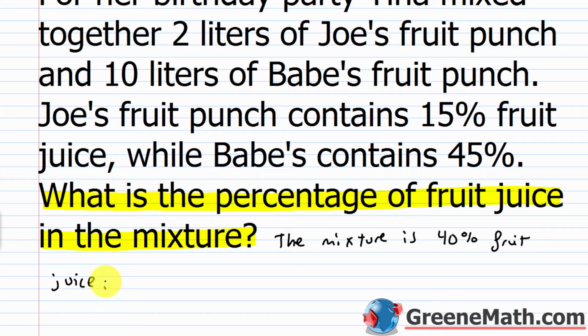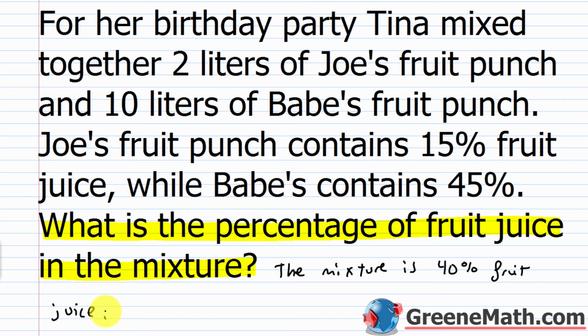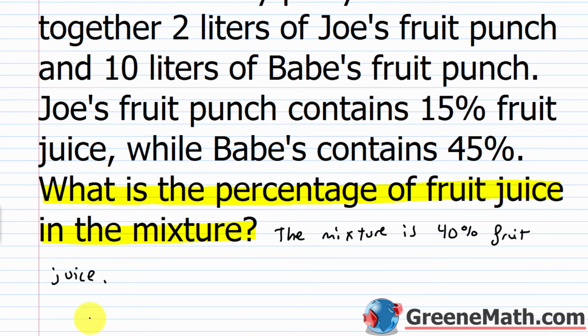And it's kind of easy to check that. I mean, this is a very simple one. So Tina mixed 2 liters of Joe's fruit punch and 10 liters of Babe's fruit punch. Again, 2 plus 10 is 12. So that's the total amount of the mixture. Now, Joe's fruit punch contains 15% fruit juice. So if I take 2 liters and multiply it by 15%, or in decimal form, 0.15, that means that I have 0.3 liters of pure fruit juice coming from Joe's fruit punch.